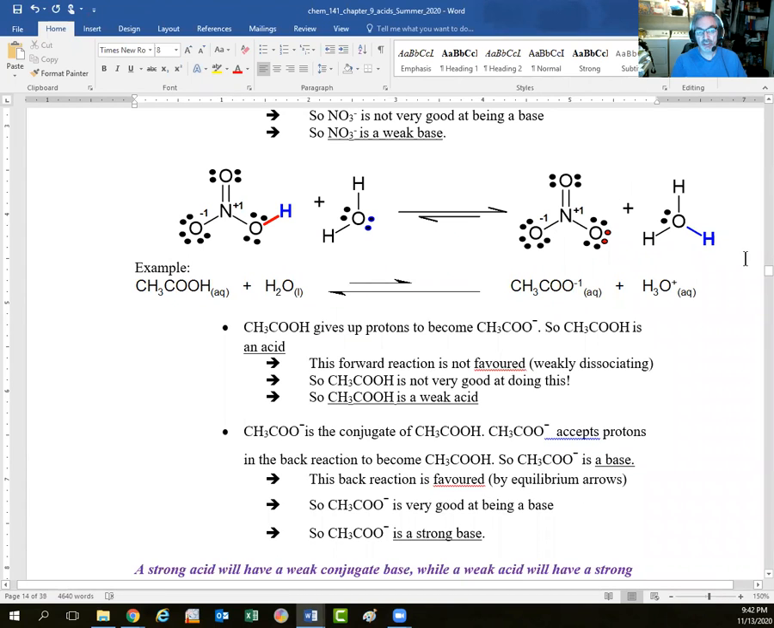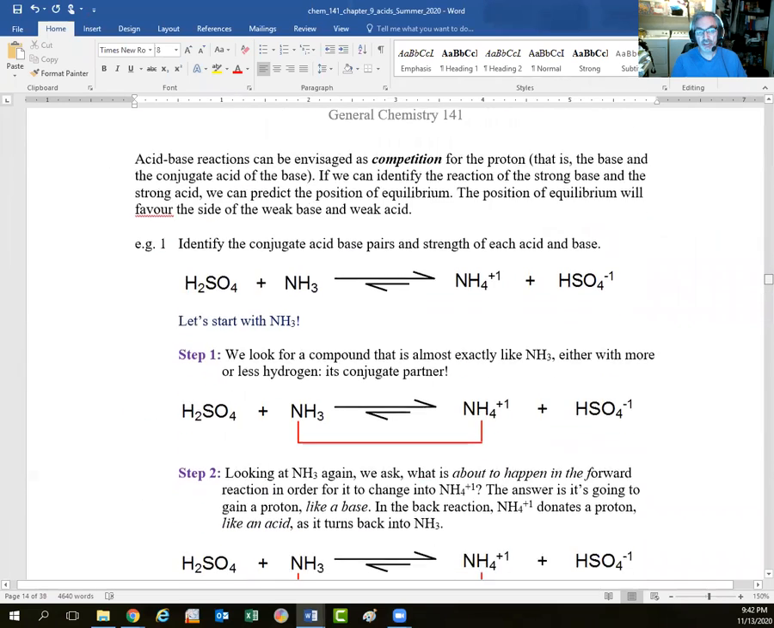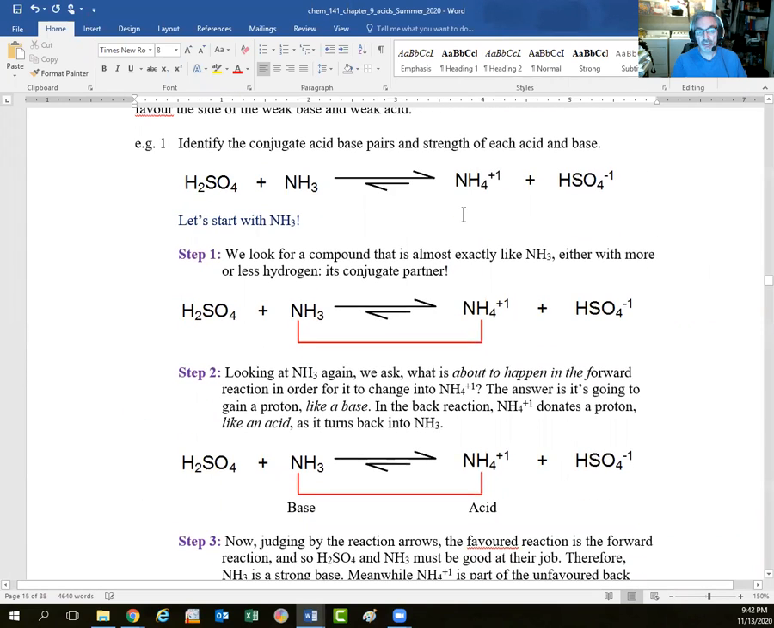Okay, let's try a couple more before we call it a day. Here's another one which has been worked out for us. Again, looking at the system, just pick a conjugate pair out. In this case, I've started with the NH3 and its conjugate partner NH4+. We know they're a conjugate pair because they only differ by the presence or absence of a proton. So we can physically link them up.